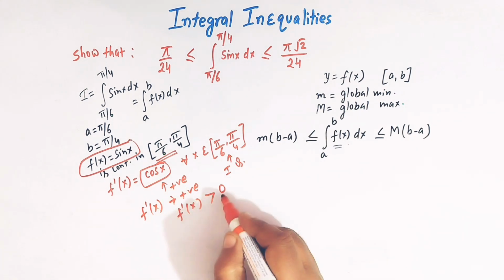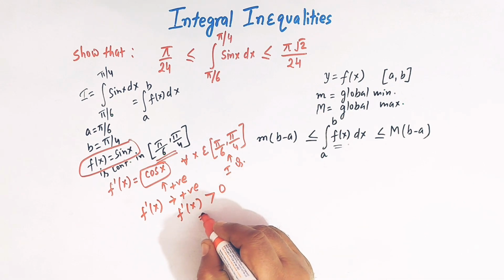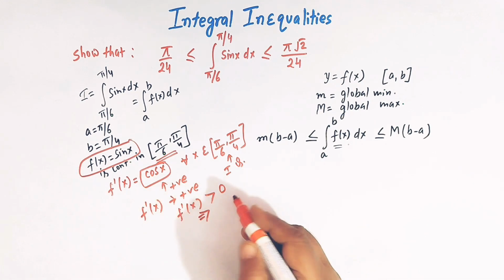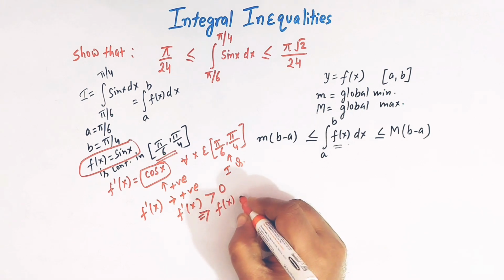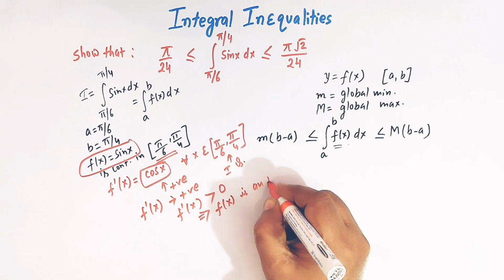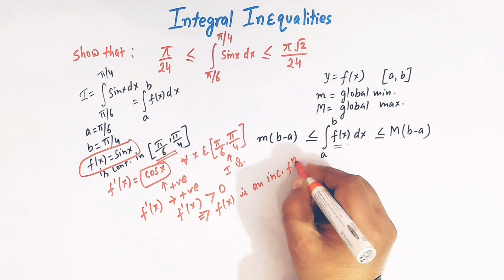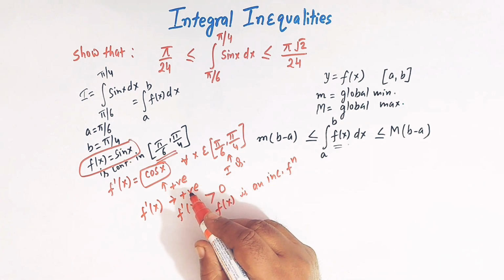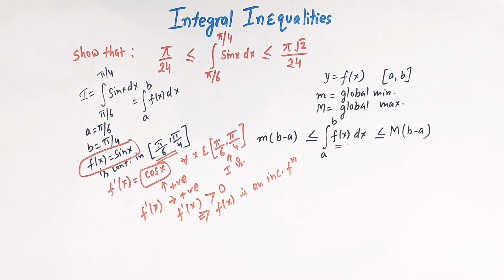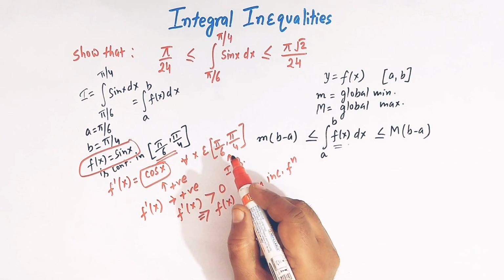So when the derivative is greater than 0, this suggests that our function f of x is an increasing function. So whenever the derivative is positive, then the function is said to be an increasing function in the given interval.